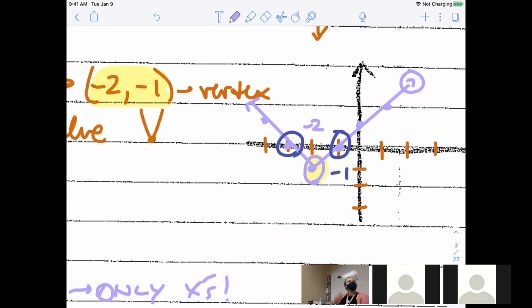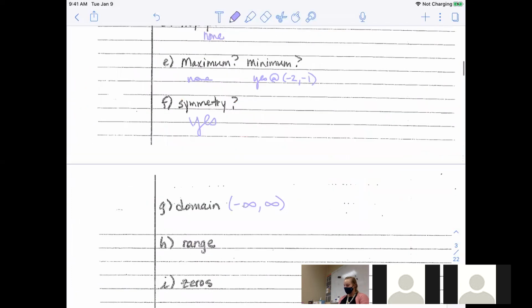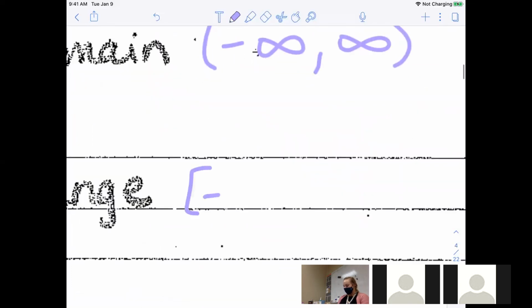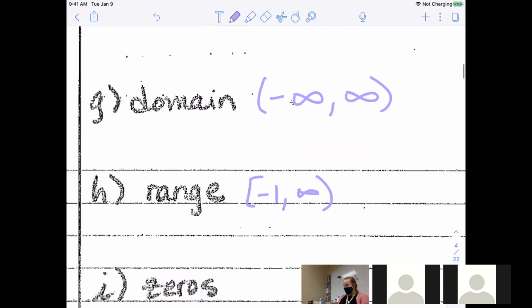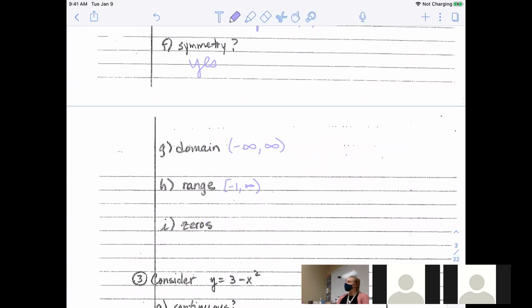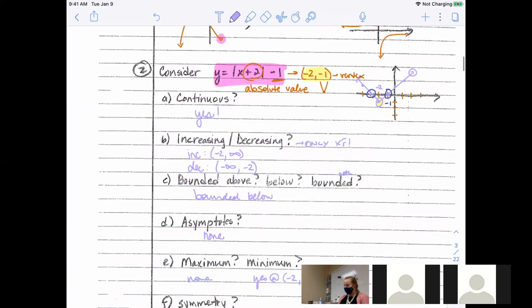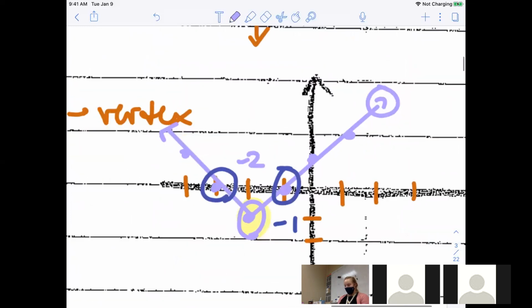I am going to give me a bracket at -1. I'm going to include that point because it has a closed dot on my graph. So I'm going to go -1 to infinity. And then last are my zeros. This is actually a really nice graph. And funny enough, absolute value is one of your 10 family or 12 family function graphs.